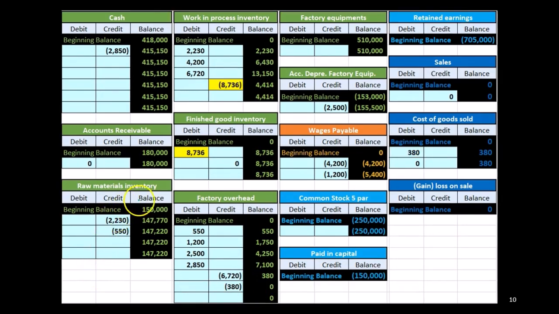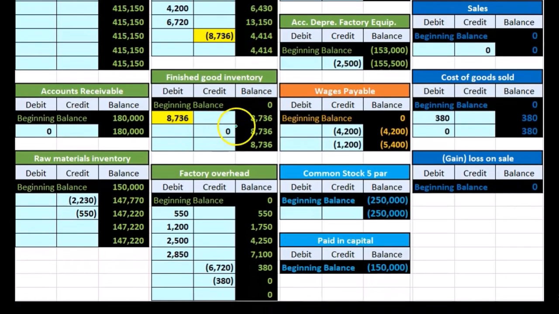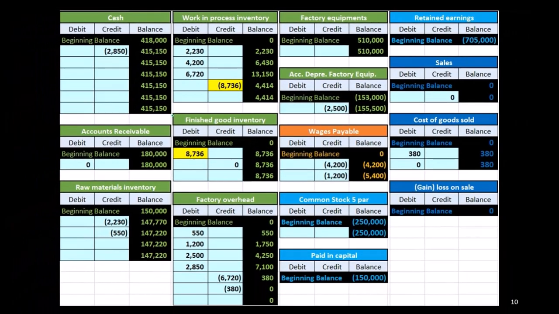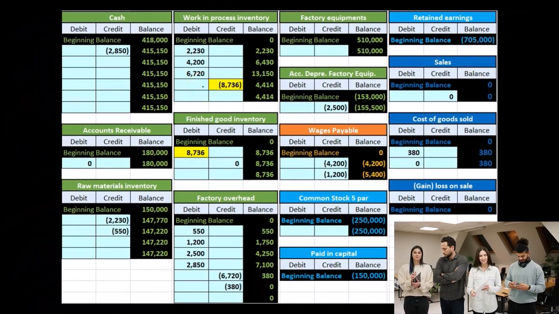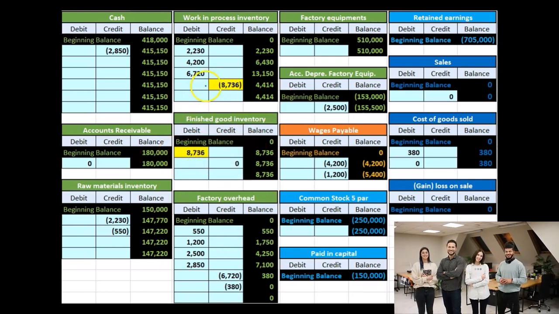Next thing that happens, we see that the work in process is going down from 13,150 down by 8,736 to 4,414. Finished goods is going from zero up by 8,736 to 8,736. These are two basically inventory accounts. They're two asset accounts. One is going down, one is going up. What is happening here? Well, this is work in process, meaning the jobs are still in process. These are finished jobs. That means some jobs must have been completed. We took them out of the in process account and put them into the finished goods account. And so these two numbers are going to be supported by job cost sheets.